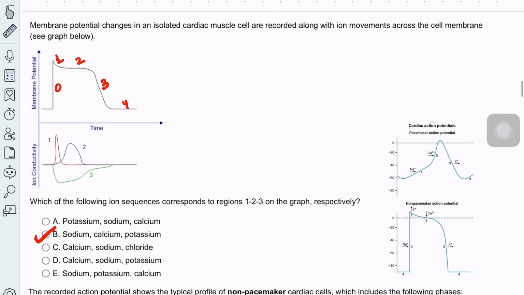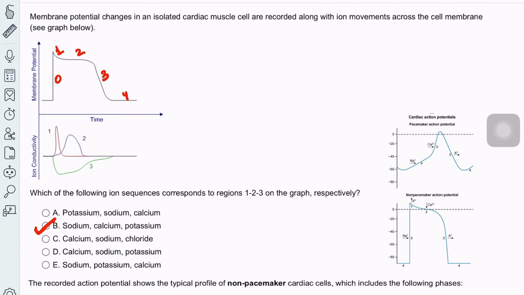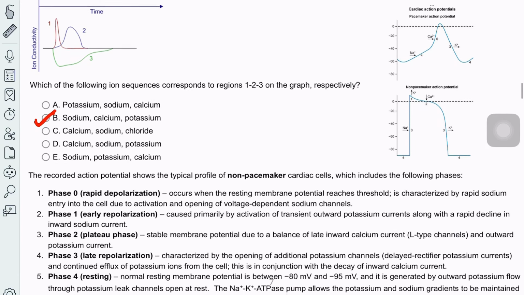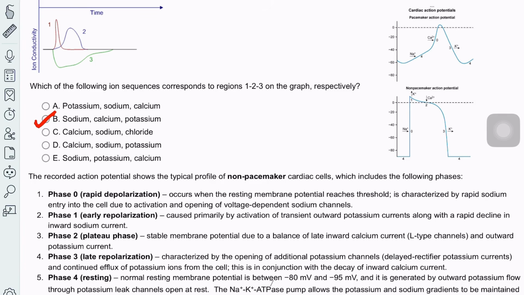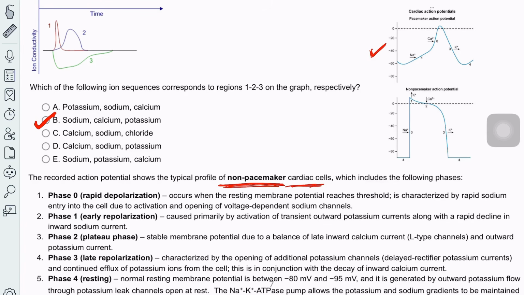And the answer is, first is sodium, second is calcium and third is potassium. So look at the normal cardiac muscle depolarization phases. This recorded action potential shows the typical profile of non-pacemaker cardiac cells. So there are two types of cells in the myocardium. One is the pacemaker cells and another is the normal non-pacemaker cells. The pacemaker cells are responsible for rhythm generation by their automaticity, and the non-pacemaker cells are responsible for contraction. So the non-pacemaker cells include the following phases.